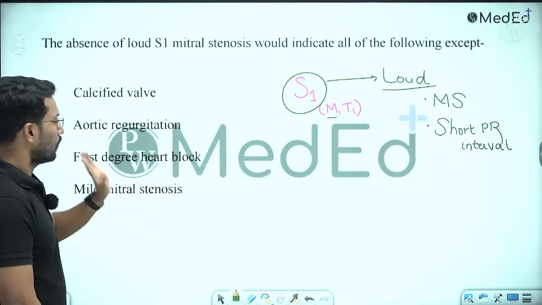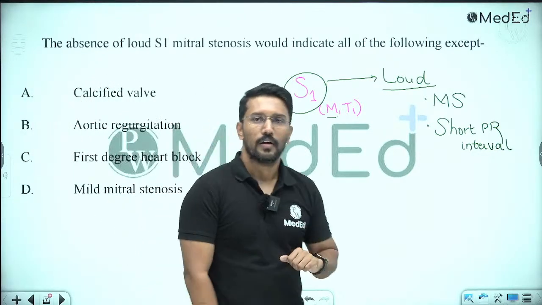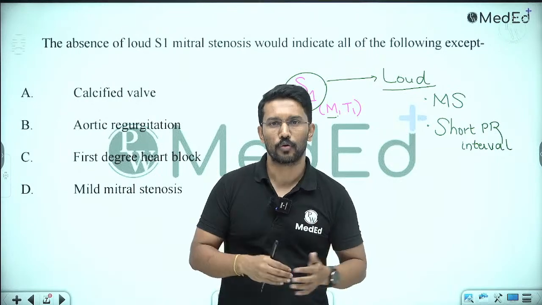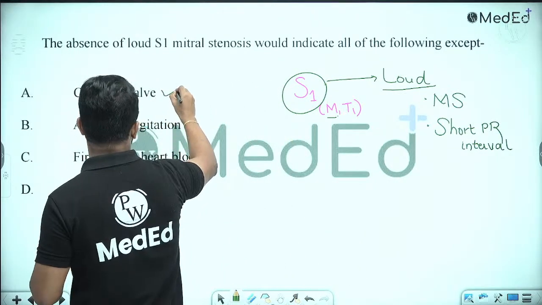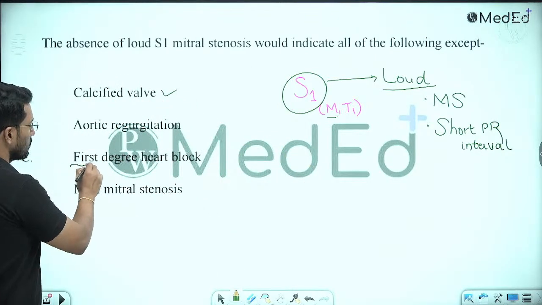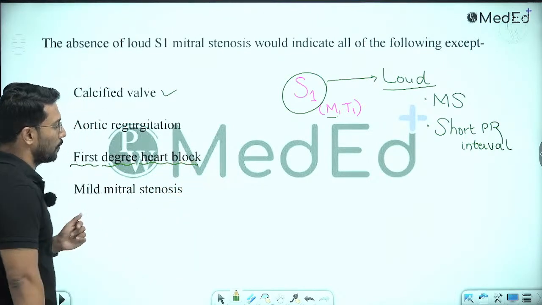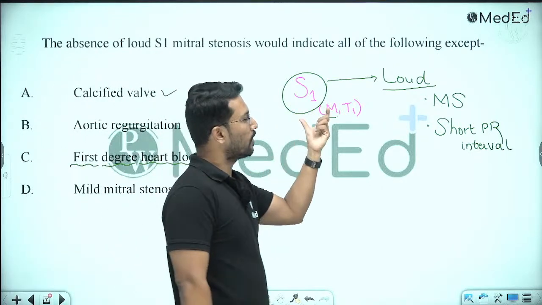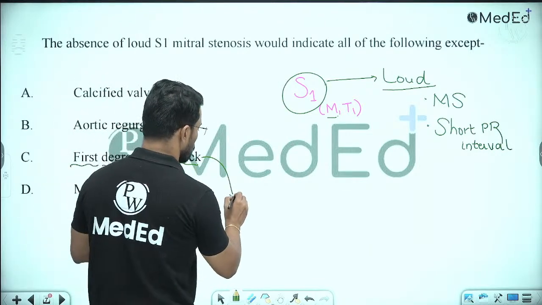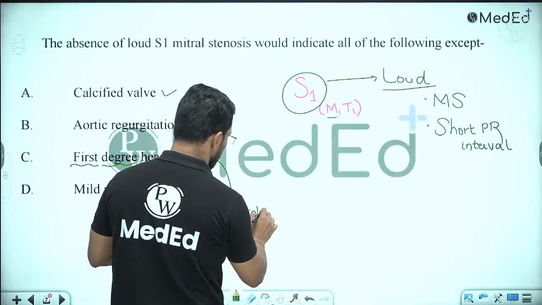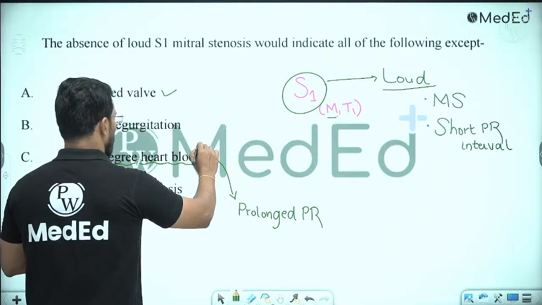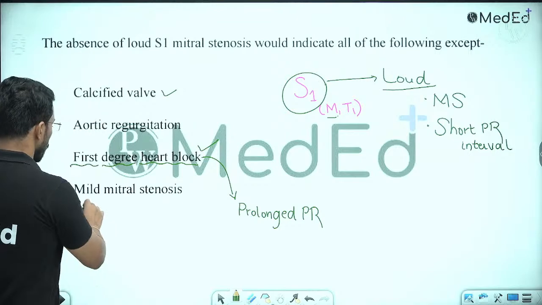So do I have that option? No. Okay. Second, if you have a valve which is calcified, then it may not close properly. So when it is not closing well, it will not produce a loud S1. So calcified valve is a known cause for the softness of loud S1 in case of mitral stenosis. Okay. Then first degree heart block. Think about it and tell me what will happen to the loudness of S1. Normally S1 will be loud when the PR interval is short. Okay. Now what happens in first degree heart block? First degree heart block is associated with prolonged PR interval. So when there is prolonged PR interval, S1 will become soft. So it can happen in the first degree heart block also. Okay. Now mild mitral stenosis.